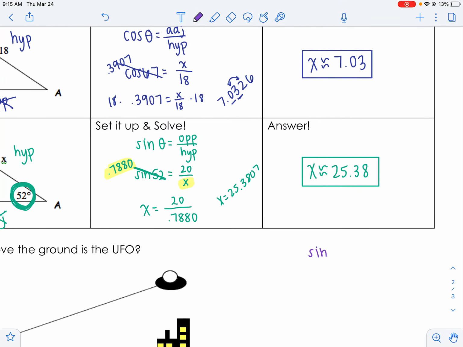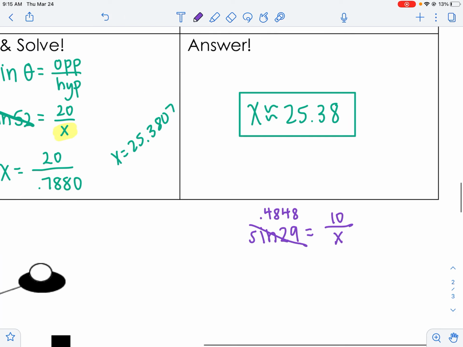So just another example of what one would look like if you were going to divide is, let's say that you had sine of 29 equals 10 over x. Well, sine of 29 is 0.4848, and it wouldn't be this divided by 10. I'm going to swap these parts out. So it would be 10 divided by 0.4848. So that's how I'm doing that problem. So be really careful with those division ones.